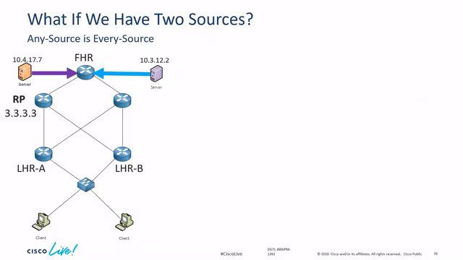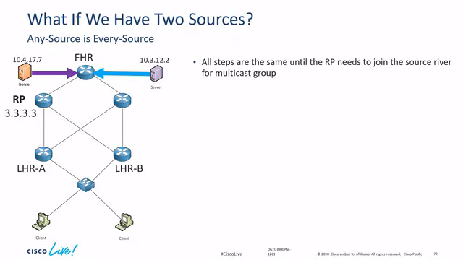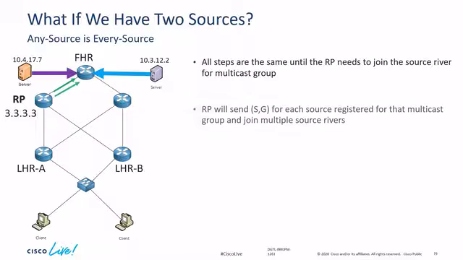Now, what if we have multiple sources? Well, here's where any source multicast tends to get a little weird. Any source is also every source. What that means is that any source in the network that is sending to a particular multicast group, if it's registered with that rendezvous point, the rendezvous point is aware of both sources, which is to say both feeds, and something weird will happen when a receiver asks for that multicast traffic.